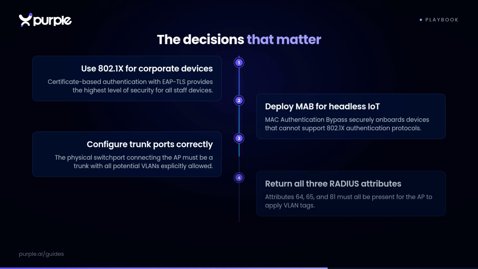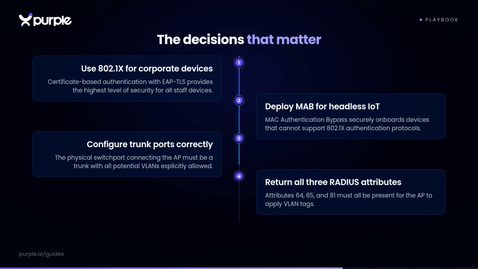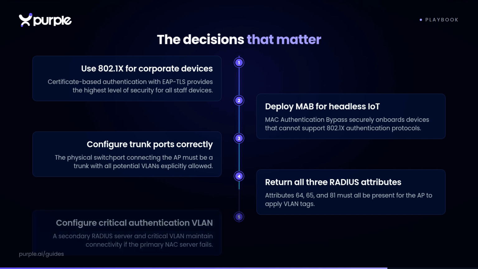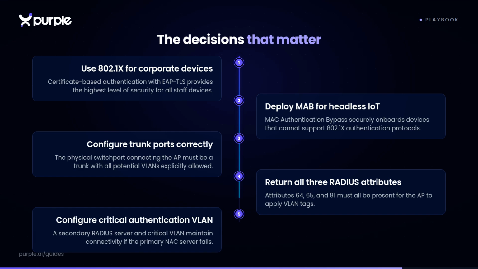Fourth, ensure the RADIUS server returns all three VLAN attributes: tunnel type, tunnel medium type, and tunnel private group ID. Fifth, configure a critical authentication VLAN and secondary RADIUS server to maintain connectivity if the primary server fails.